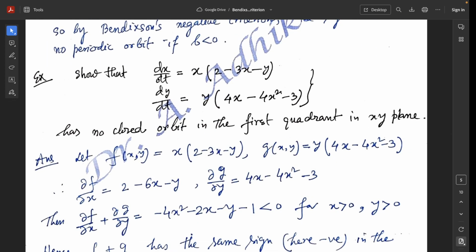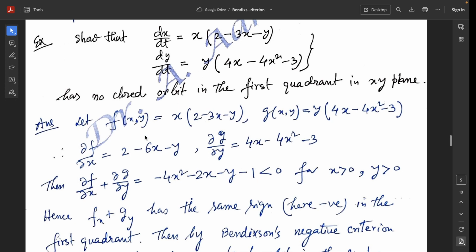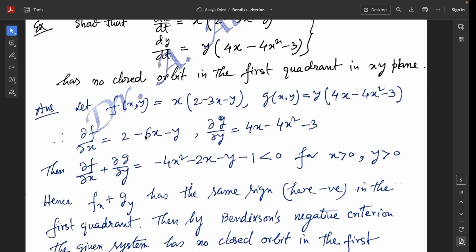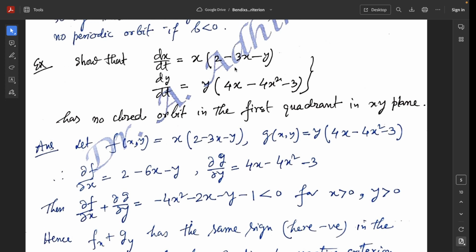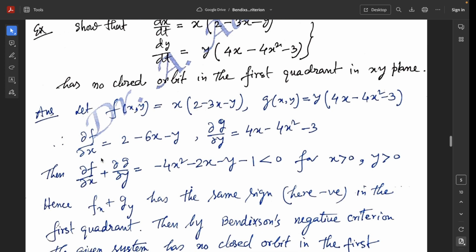Next example: the system dx/dt equal to this, dy/dt equal to this, has no closed orbit in the first quadrant of the xy plane. Let f(x,y) equal x into 2 minus 3x minus y, and g(x,y) equal y into 4x minus 4x square minus 3. Del f/del x equals this, del g/del y equals this, and del f/del x plus del g/del y equals minus 4x square minus 2x minus y minus 1.